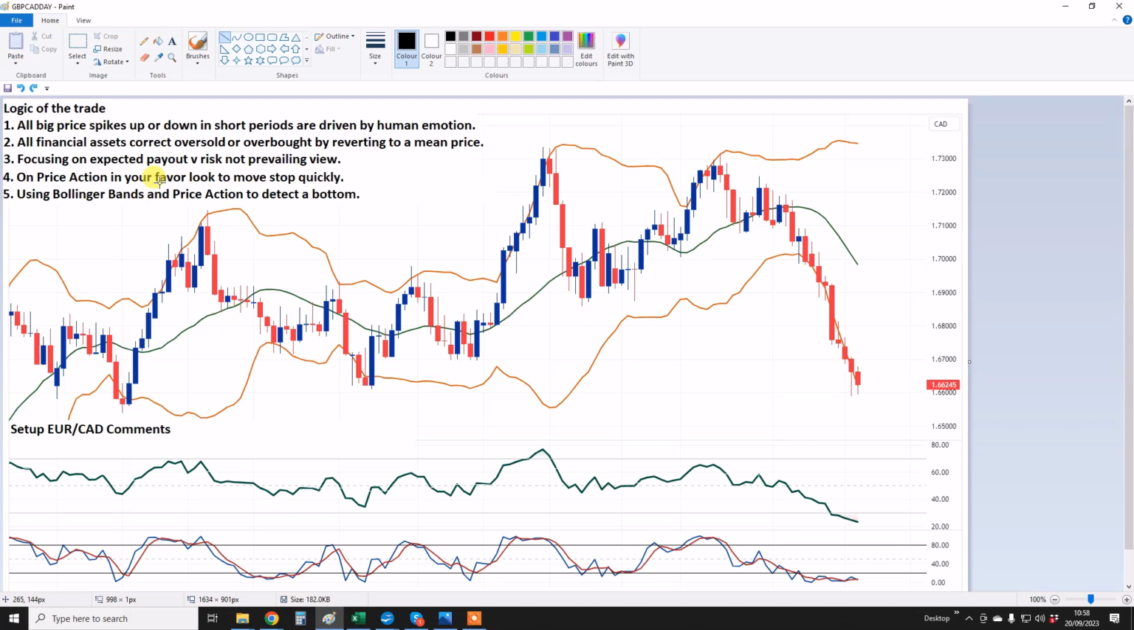You're looking for follow through, so you can hopefully move your stop up pretty quickly to enhance your risk to reward. In terms of the trade setup, we're using Bollinger Bands and price action to detect the bottom and also define our target. Now, before I go through this trade setup, I did do a setup on Euro CAD the other day, and we took a short in Euro CAD on a move lower.